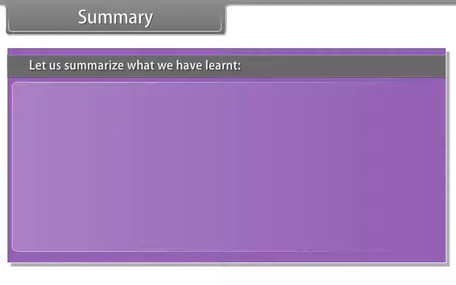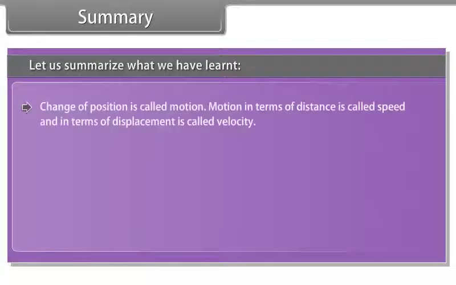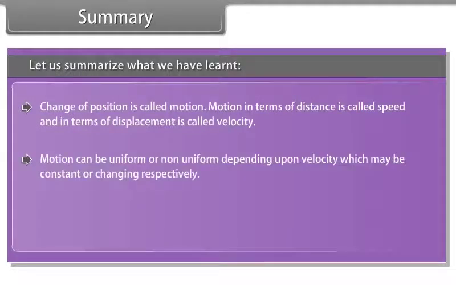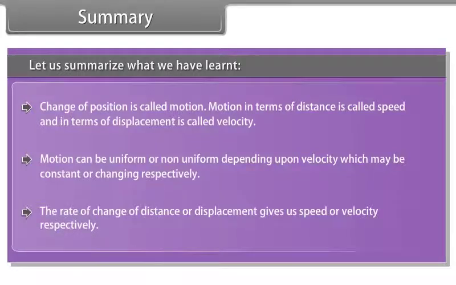Summary. Let us summarize what we have learned. Change of position is called motion. Motion in terms of distance is called speed, and in terms of displacement is called velocity. Motion can be uniform or non-uniform depending upon velocity, which may be constant or changing respectively. The rate of change of distance or displacement gives us speed or velocity respectively.